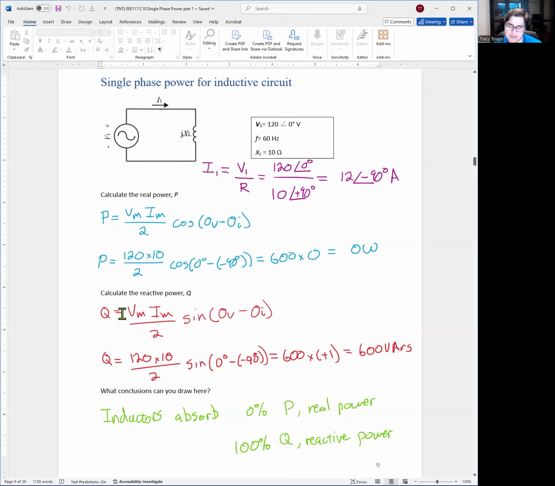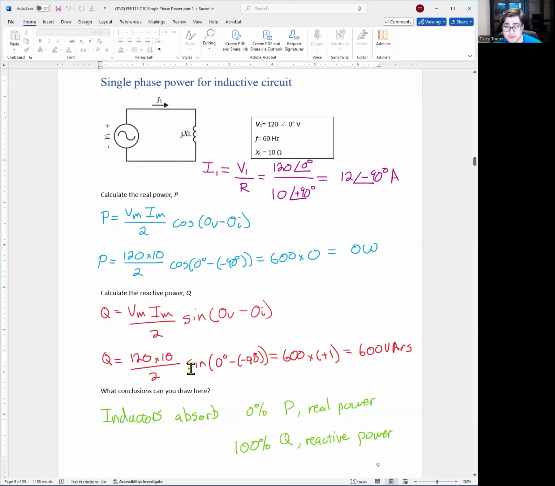All right, this is where we're going to pay attention. Q equals Vm Im divided by 2 times sine of theta V minus theta I. So let's punch some numbers in. We got 120 volts, we got 10 amps, divided by 2, sine of 0 degrees minus negative 90 degrees. So we're actually going to get a positive 90 degrees.